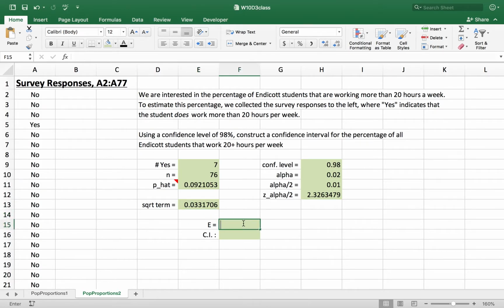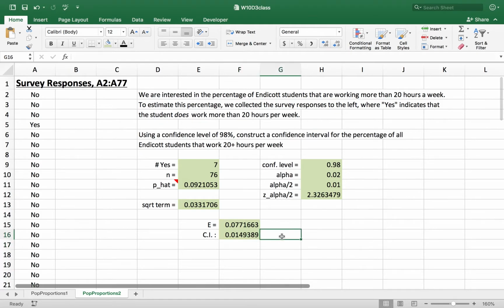To determine our margin of error, we take our critical value times the square root term, and this tells us that our margin of error is roughly 7.7%. So to get our confidence interval, we're going to take our p hat, we're going to subtract our margin of error for the left-hand bound. We'll take our p hat and we'll add our margin of error for the right-hand bound.